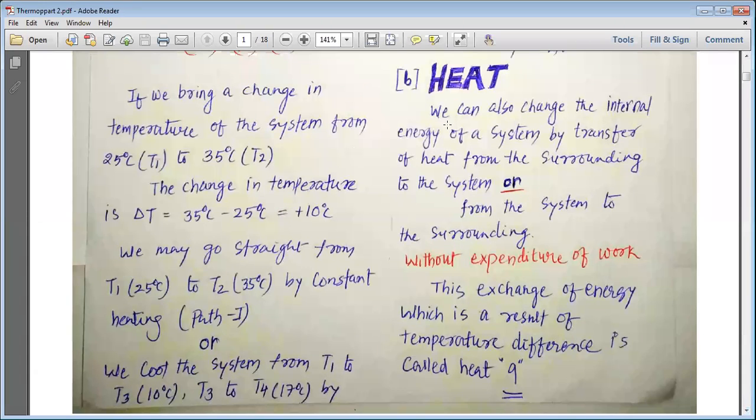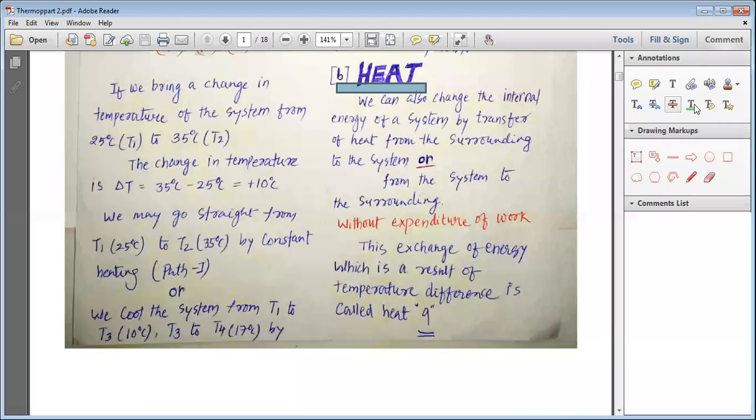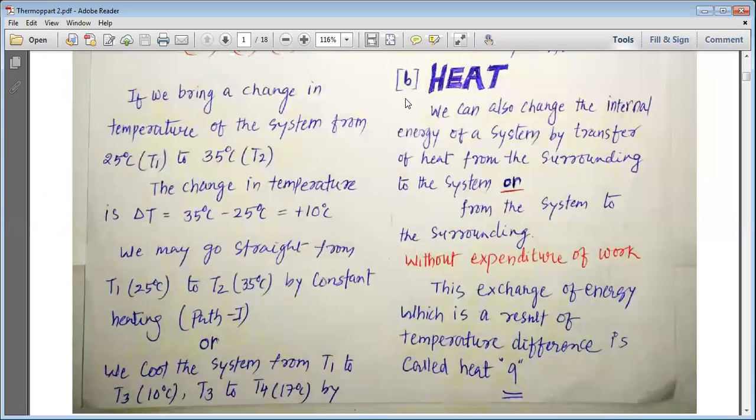We have studied about work. Now we are going to study about heat. You might be aware that we started studying about work. Now we want to study about heat, my dear students. So let's study about heat.